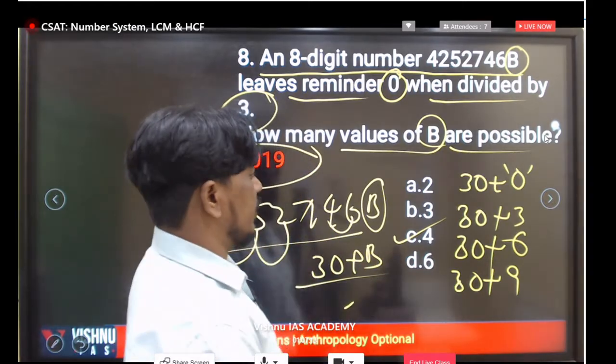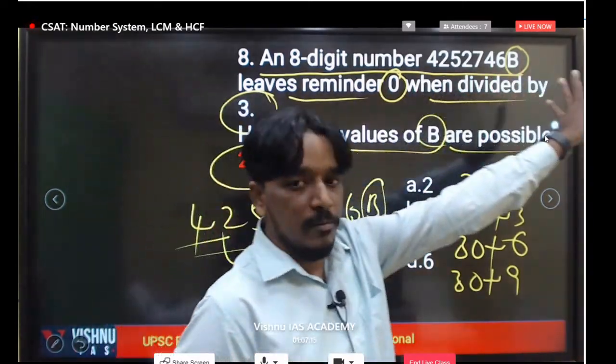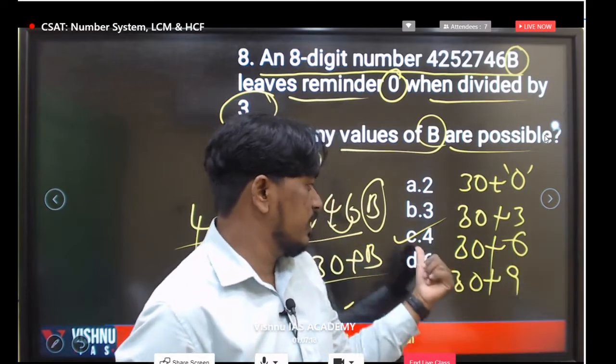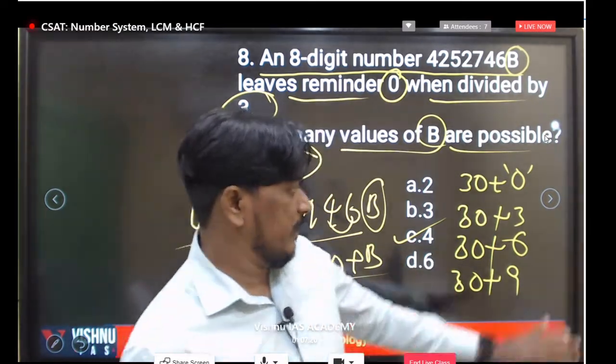So to get the divisibility rule of 3 for this particular given number, in the place of b, you can take these 4 possibilities. Total you will get 4 possibilities guys.